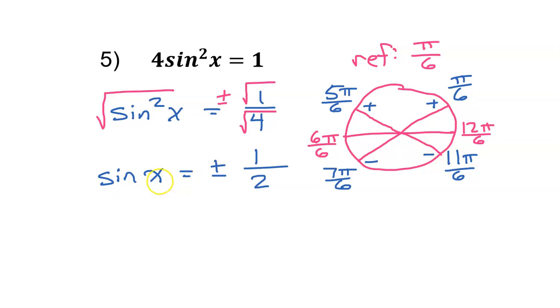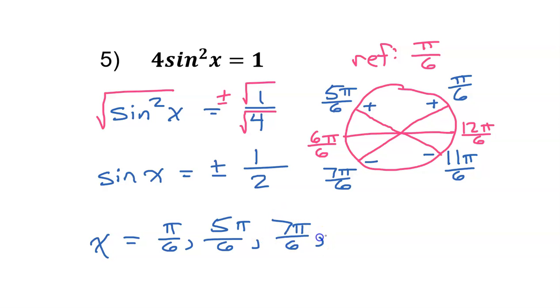Well, we want the sine of x to be positive 1/2 or negative 1/2. So we want all 4 of these solutions. So x will equal pi over 6, 5 pi over 6, 7 pi over 6, and 11 pi over 6. All the pi over 6's.